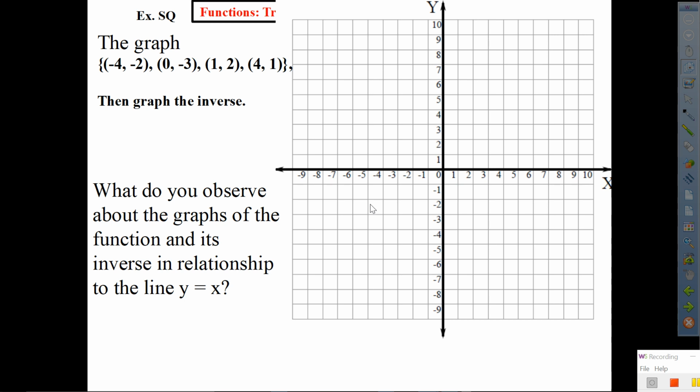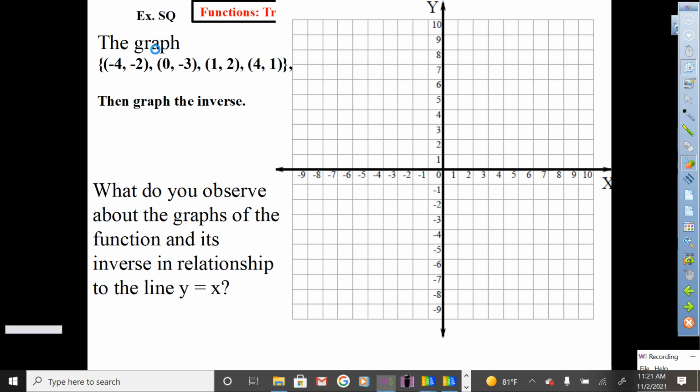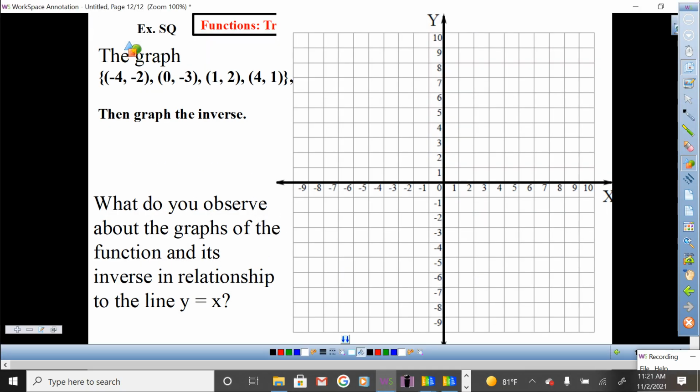Example super Q. And it reads, there's a typo here. It should read graph. So write example super Q, and then the instructions are to graph. And they give us a set of (-4, -2), (0, -3), (1, 2), (4, 1).